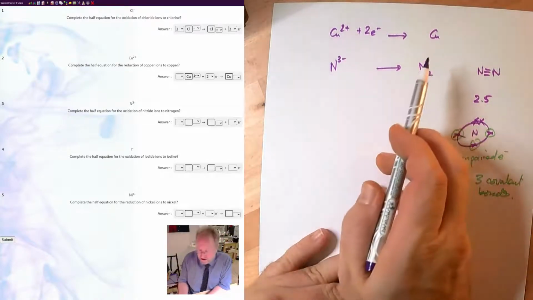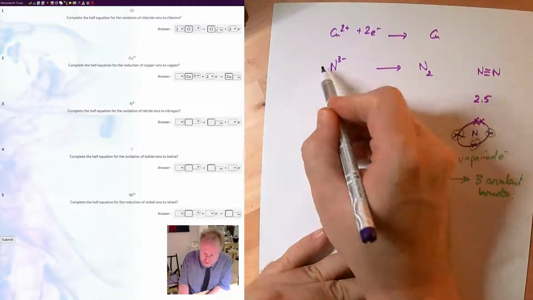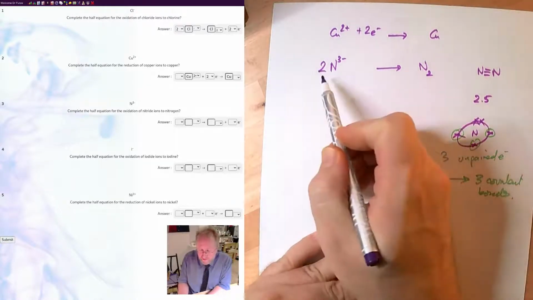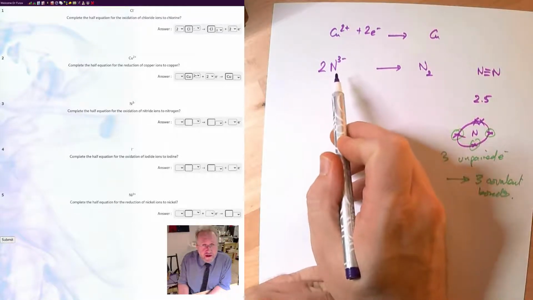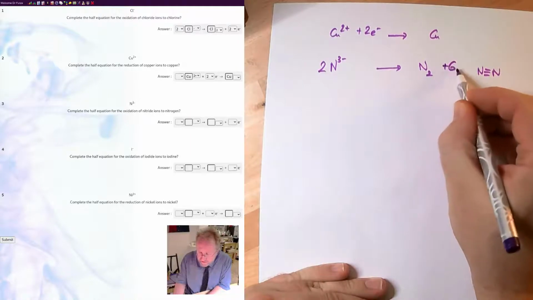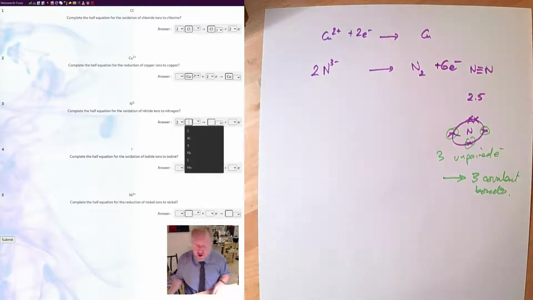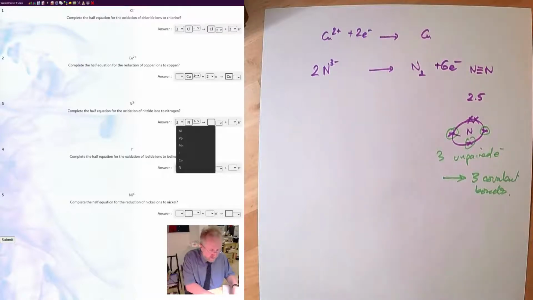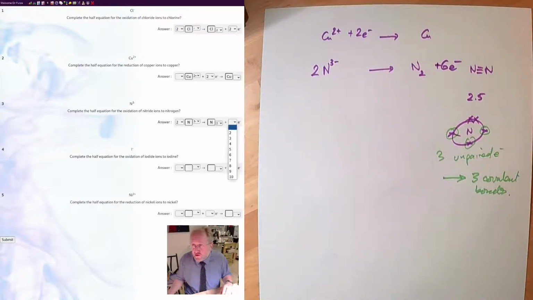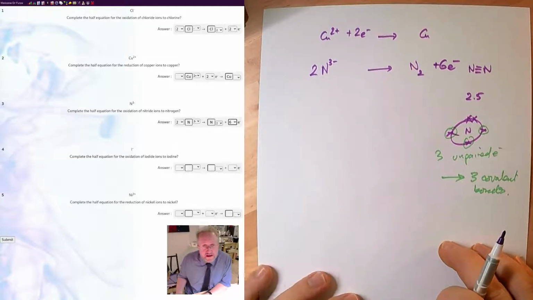We've got our diatomic molecule here. It has 2 atoms here. How many ions do we need? We're going to need 2. So this is 2N3 minus. So these 2 nitrogen ions have a total of 6 electrons. Okay, so we're going to fill that in. 2N3 minus goes to N2 plus 6 electrons.